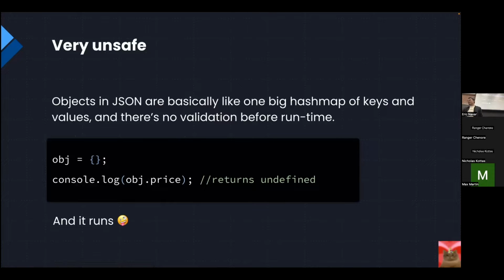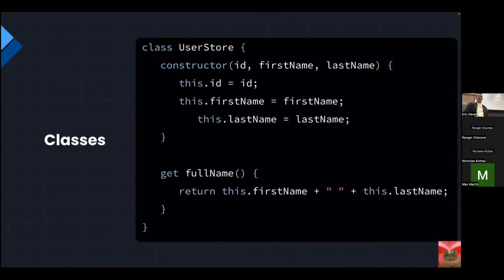So objects in JavaScript can also be really unsafe. JavaScript being an untyped dynamic language, you can just reference attributes that don't exist. Like if we have the empty object, just object, and then we try to print object.price, it'll run. It'll just return undefined, which can be kind of difficult to debug if you don't have good error handling. So that can be really annoying.